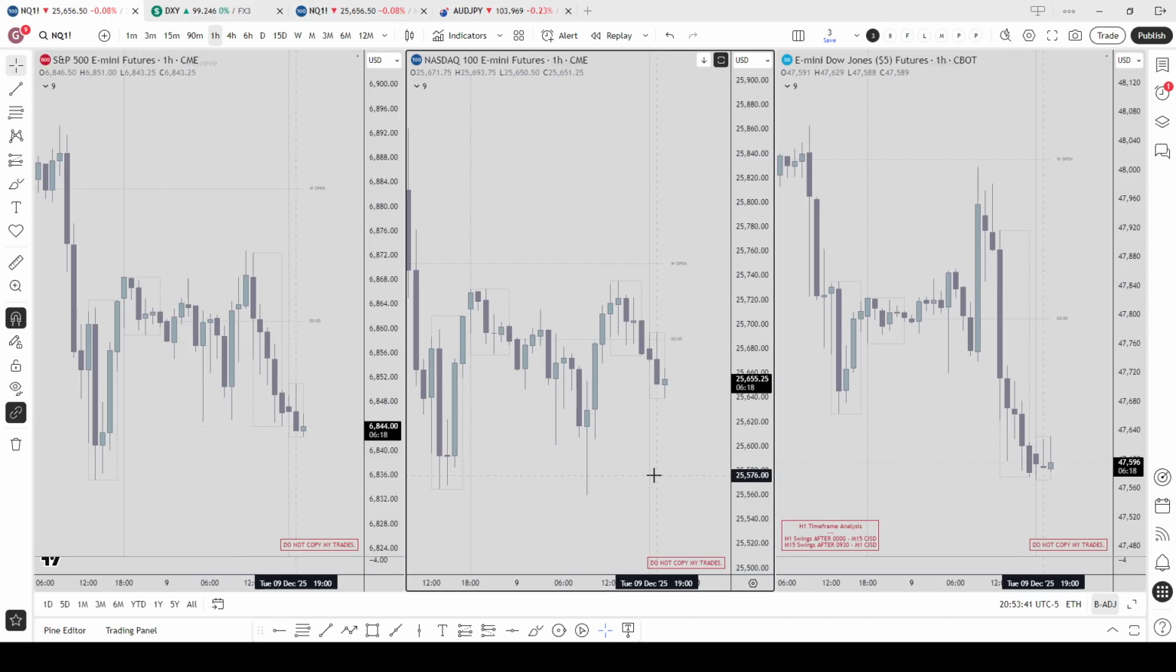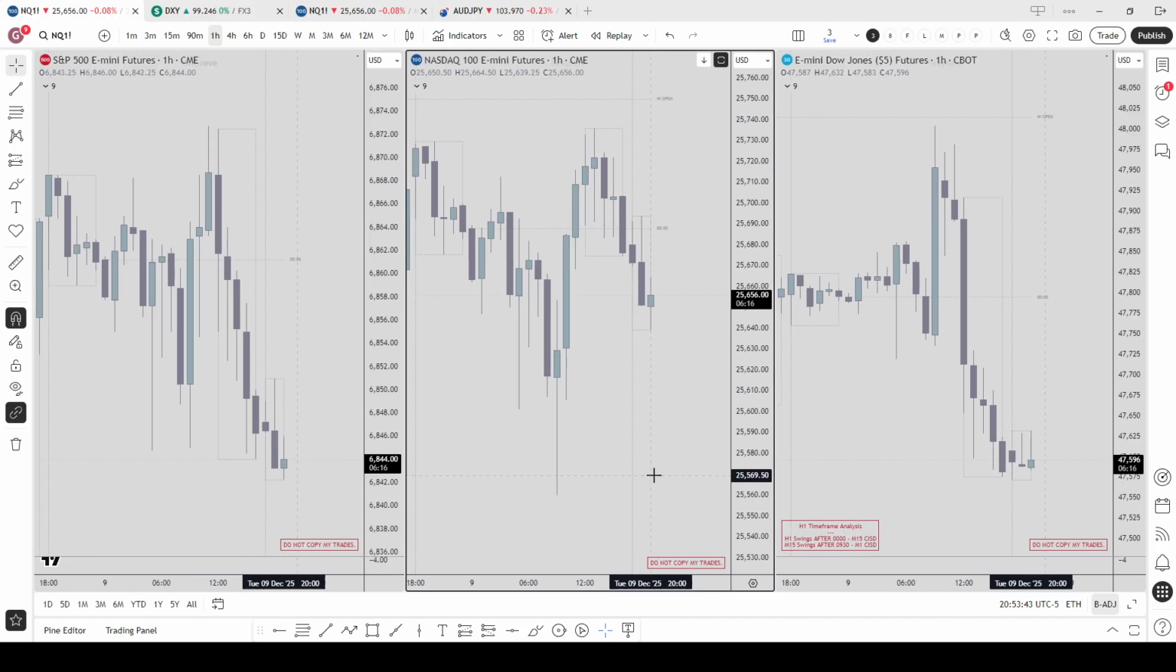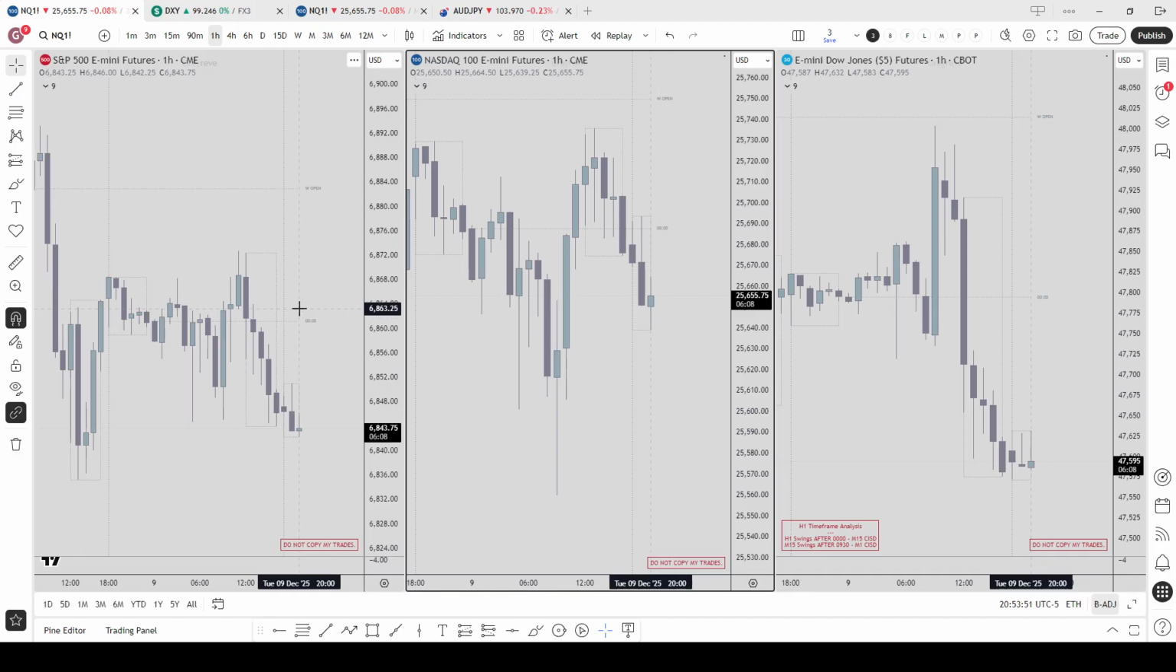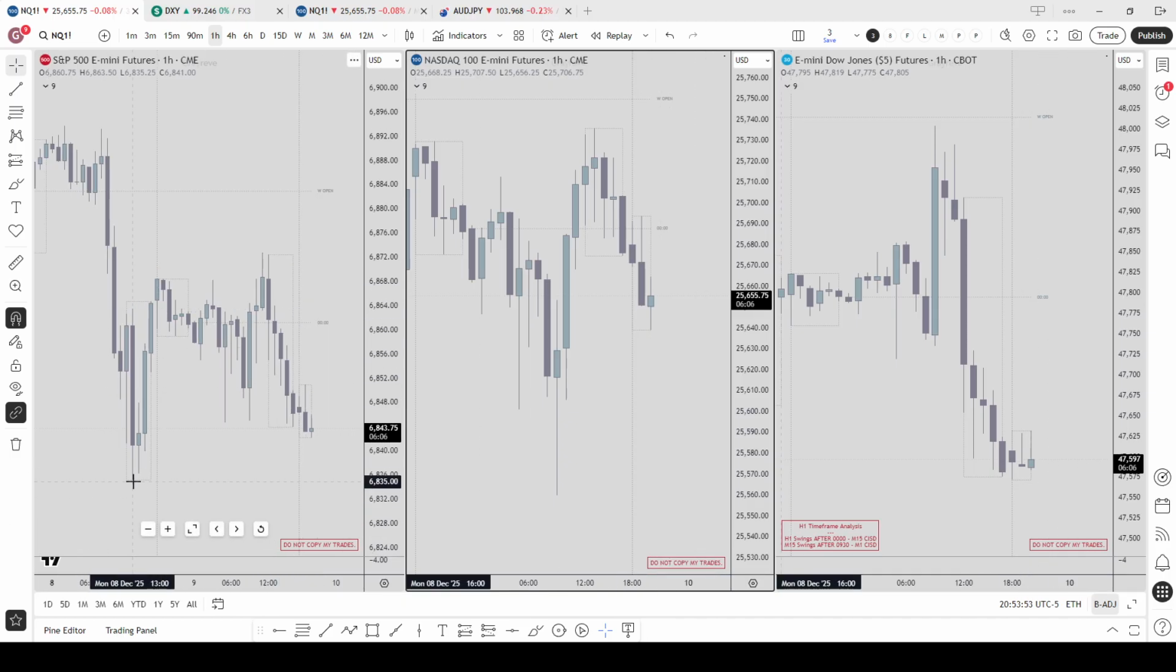Alright, so what are the possibilities for later on, like maybe during the London session? We could have ES trade back into OTE and then trade lower to take out Monday's low. That is scenario number one.